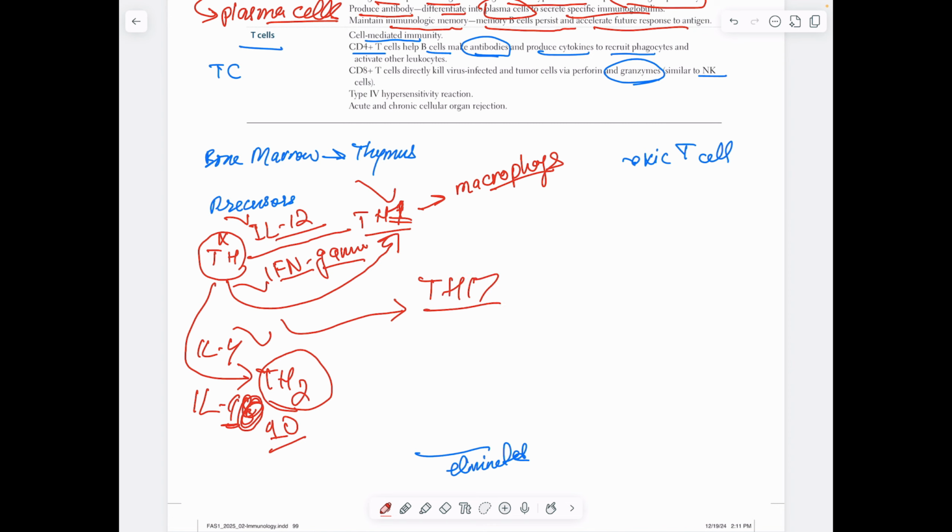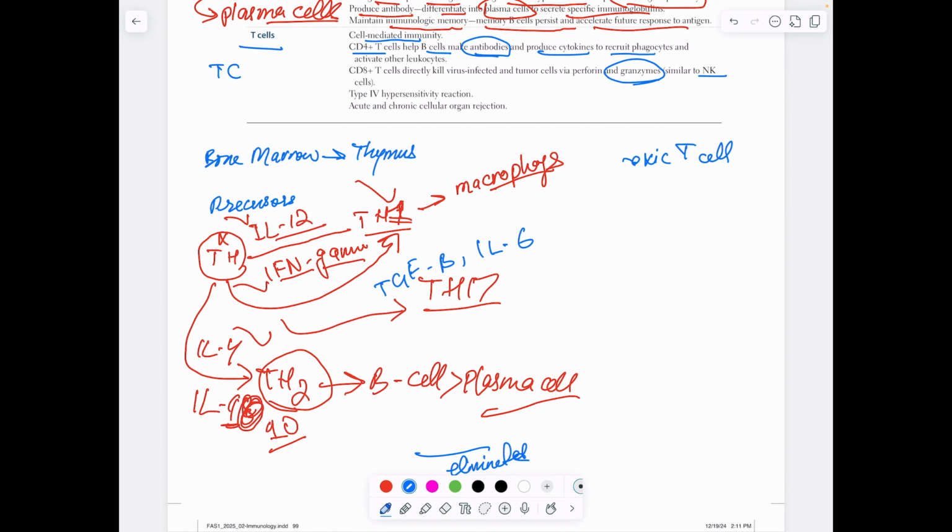But you guys have not said what the function of T helper cell 2 is. T helper cell 2 will go to B cells and stimulate them into plasma cells. And by that, there will be antibody production and humoral immunity will be started. And for T helper cell 17, you need tumor growth factor beta with interleukin 6. That will stimulate the T helper cell to convert to T helper cell 17. And they have a neutrophil requirement.